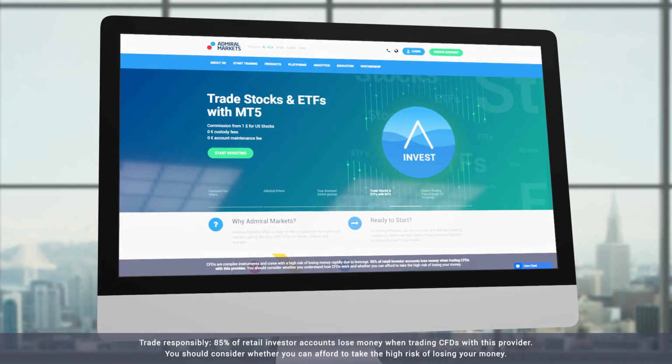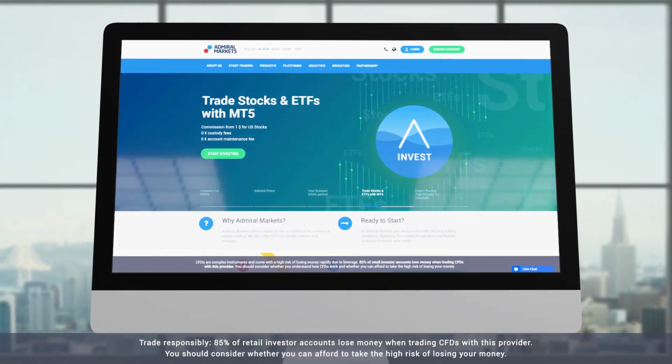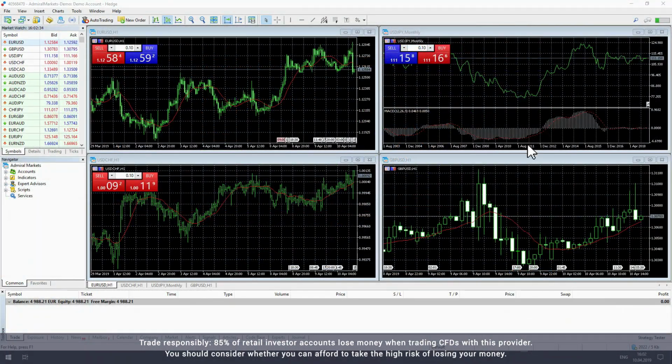In this video, we explain how you can set stop losses and take profits in MetaTrader. Both stop losses and take profits are tools you can use to automatically close your open trades. A stop loss helps reduce your trading losses, while a take profit helps secure your trading profits. There are two ways to set stop losses and take profits in MetaTrader.